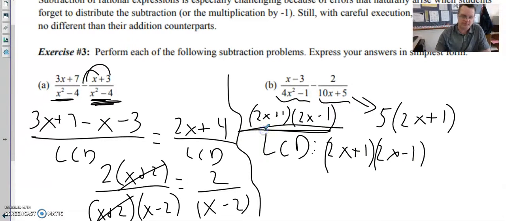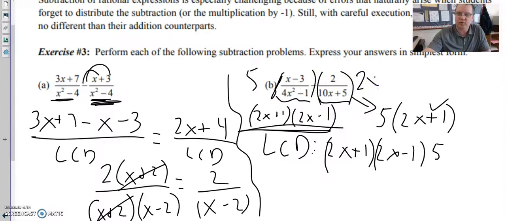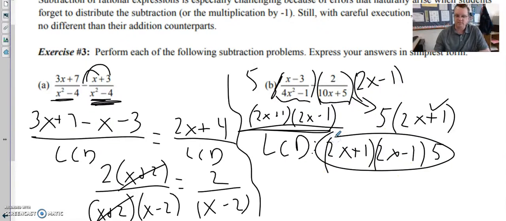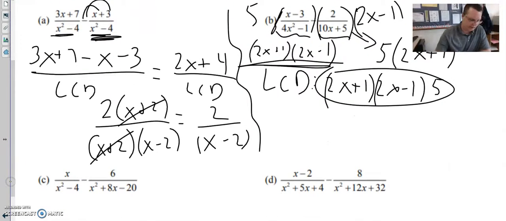We always start with the first one and represent that. Now I already have the 2x plus 1 represented, bring down the 5. So this first fraction needs to be multiplied by a 5. This second fraction needs to be multiplied by a 2x minus 1 because that is what's missing in the LCD.